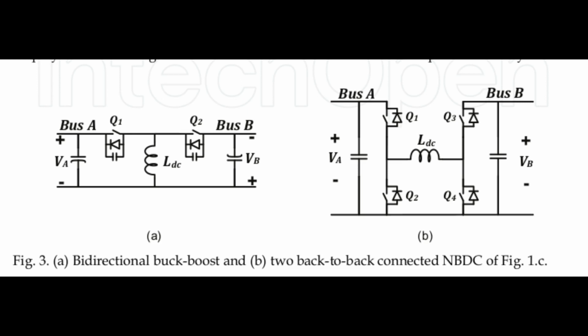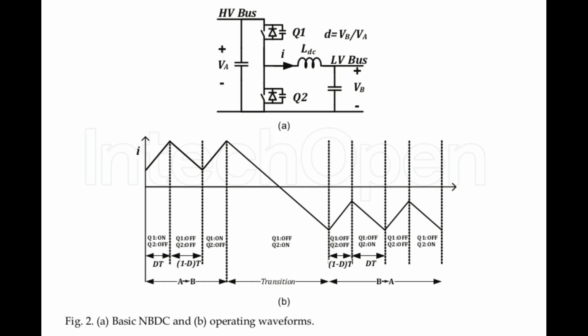This is the current waveform of the bidirectional converter. The top waveform shows that the current direction in the inductor is positive, and the bottom waveform shows that the current direction in the inductor is negative. That is, the top waveform is working as a buck converter and the bottom waveform is working as a boost converter.